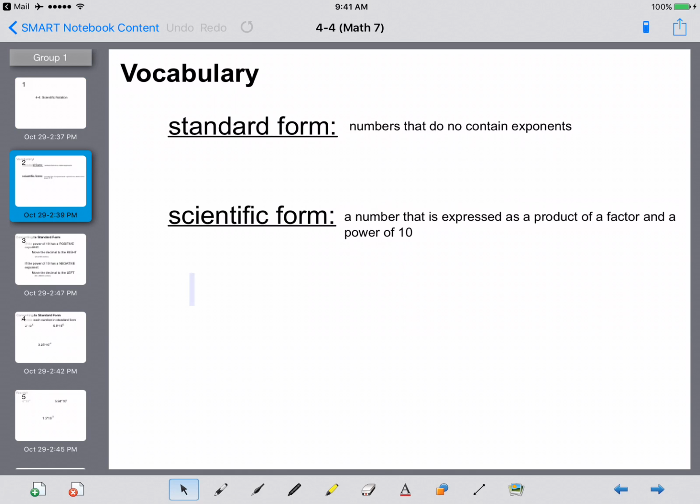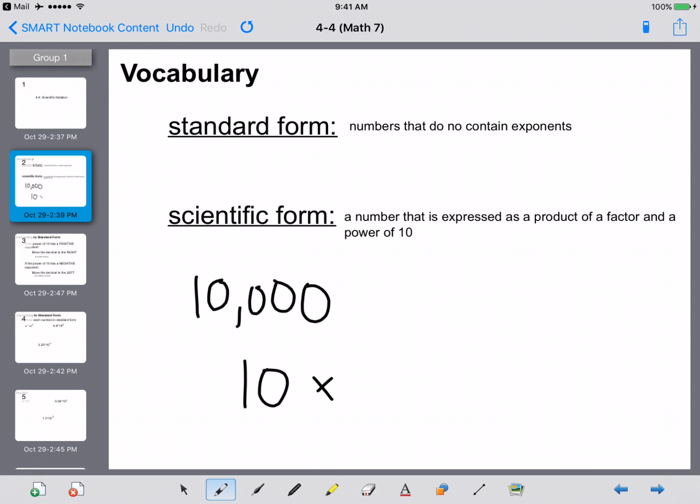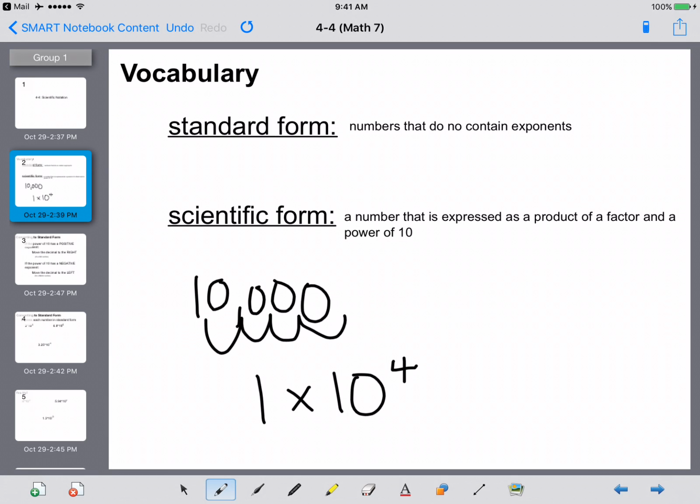So for example, if we had 10,000 in scientific form, that would be, not even 10, correction, 1 times 10 to the 4th, because we're moving our decimal point over 4 places. And we'll get further into that as we go along. But scientific form is some number times 10 to some power.